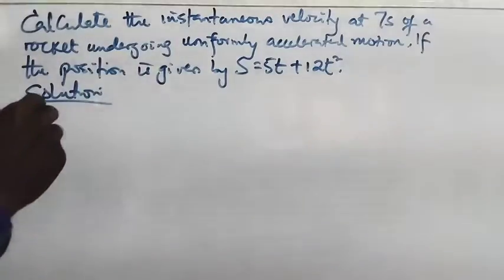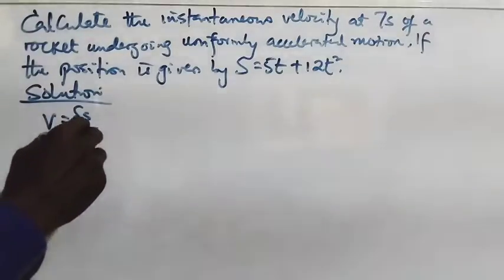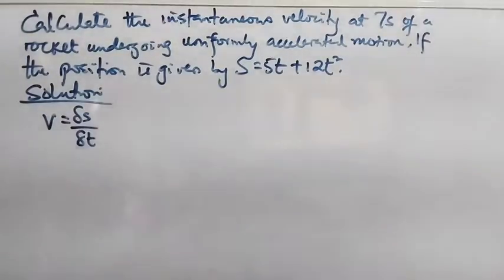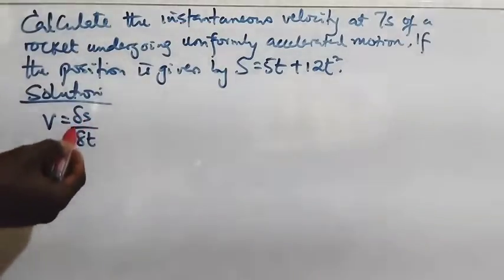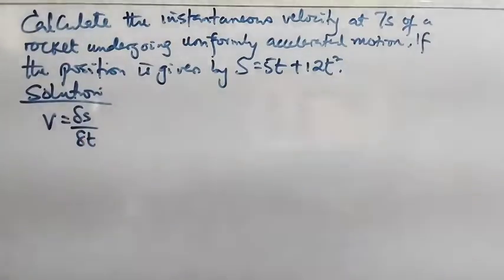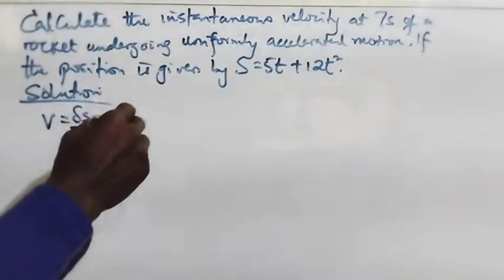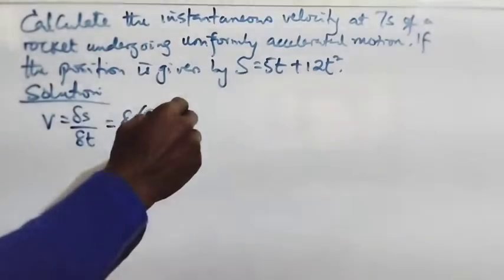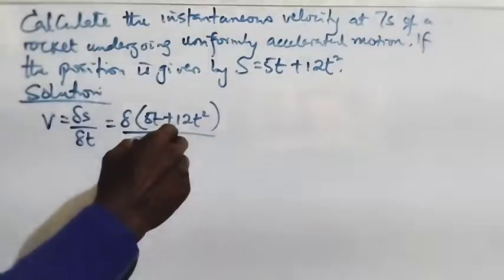Here v equals ds over dt, which is the differential of the distance over the differential of t. So we have to differentiate this, 5t plus 12t squared, with respect to t.